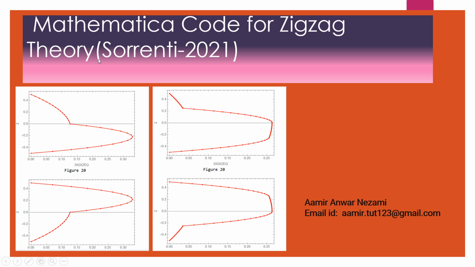That is the Sorrenti-D'Souza zigzag theory, from the 2021 paper. If you go to the last lectures of the zigzag theory, I presented two types of zigzag theory there. One was the Sorrenti-D'Souza zigzag theory, published I think in 2021, and one was the Murakami zigzag theory. Today we are going to see the Sorrenti-D'Souza zigzag theory.